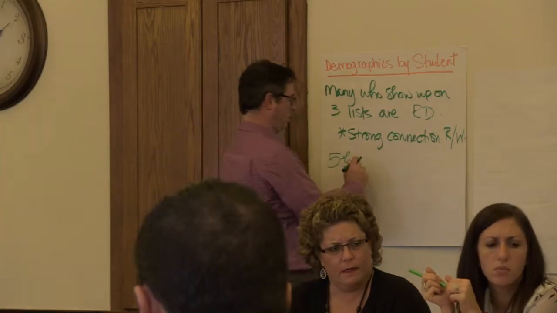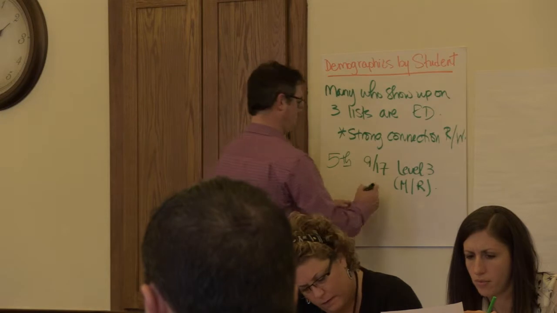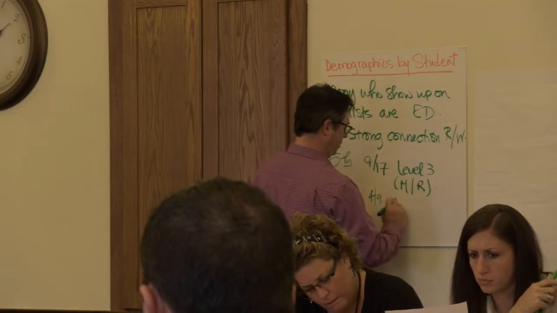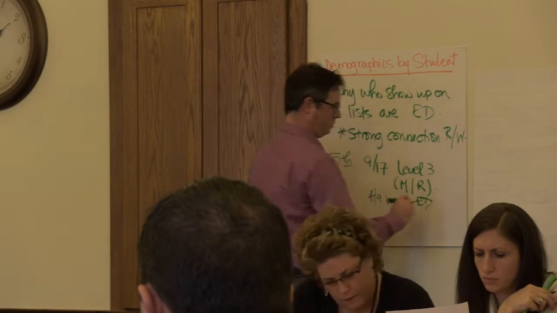So when we look at our fifth graders, 9 out of 17 were low in both math and reading, level 3. All right, fifth grade, say that again, John. Fifth grade, 9 out of 17 level 3 students were in both math and reading. And only 4 of those 9 kids were economically disadvantaged. 4 of 9. What were the other ones? We didn't, that's all right.